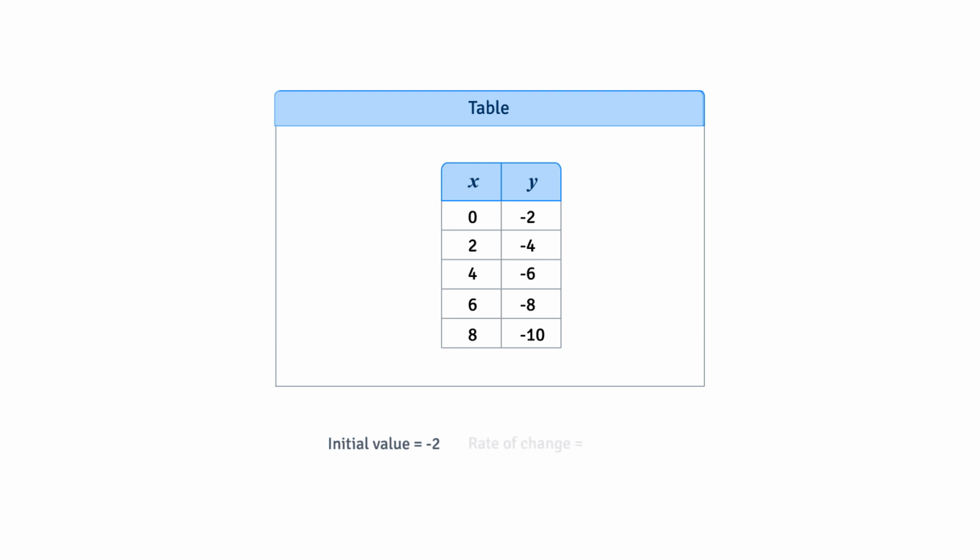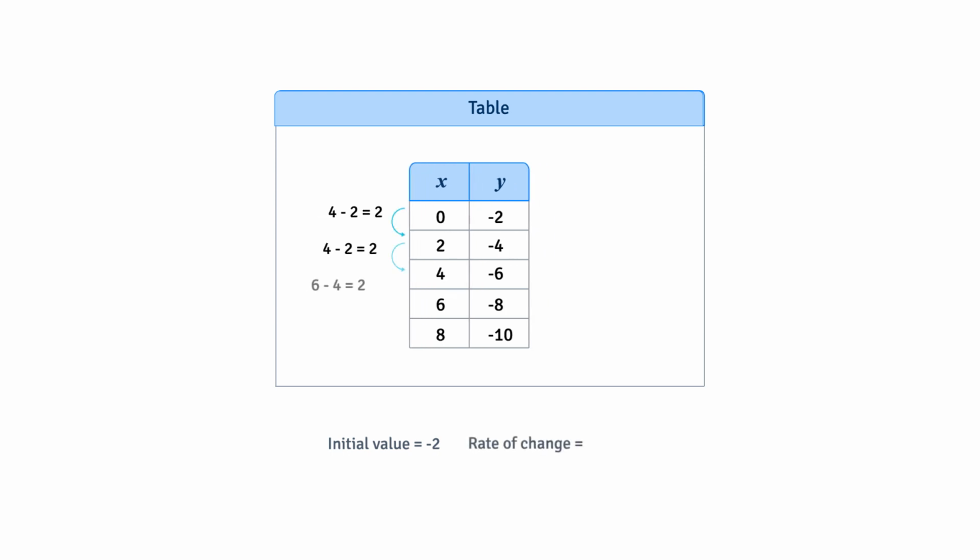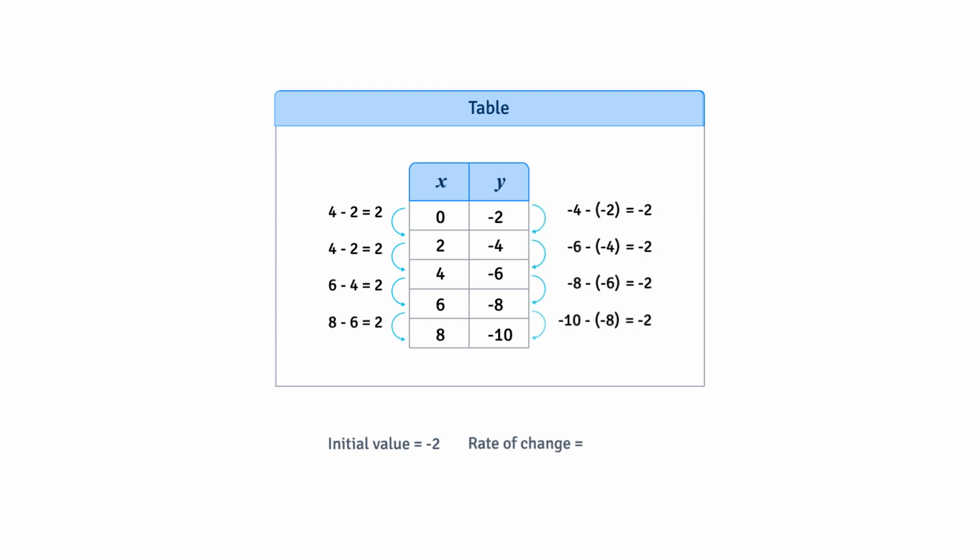To find the rate of change, you need to look for a pattern in the data. Look at the changes in the input and the changes in the output values. The change in the output is negative 2, and the change in the input is 2. The rate of change is the ratio of the change in y over the change in x, which is negative 2 divided by 2, equaling negative 1.